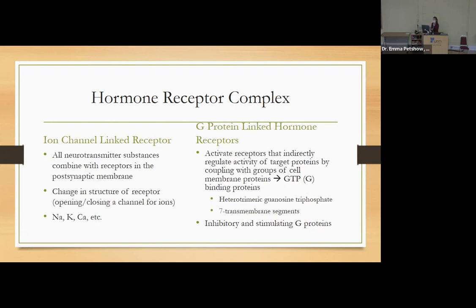G protein-linked hormone receptors are by far the most common. These activate receptors that indirectly regulate the activity of the target protein. We're going to look at a picture of this process in a minute, but essentially the hormone binds to a receptor, which activates a G protein within the cell, which then triggers that secondary messenger response, typically using cAMP, cyclic AMP, and then different protein kinases that are specific to that hormone action. Not worth memorizing every single protein kinase. Just know that it's going to be specific to whatever that hormone action was when it bound.